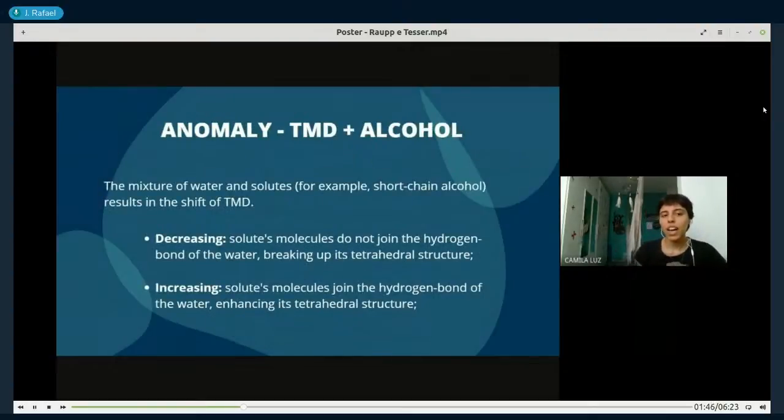So what happens when I add a solid to water? Well, the TMD suffers a shift. It can decrease if the solid's molecules do not join the hydrogen bonds of water, breaking up its tetrahedral structure, which means I will need less energy to break this structure. And it can increase if the solid's molecules join the hydrogen bonds of water, enhancing the tetrahedral structure, which means they will need more energy to break the structure, and this causes the increase of the TMD.